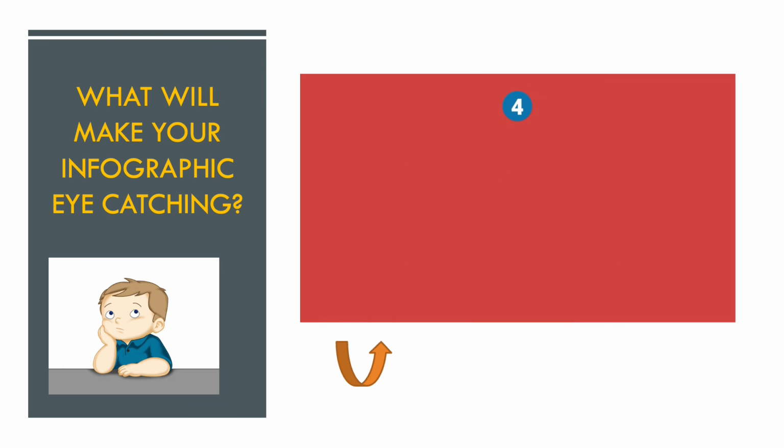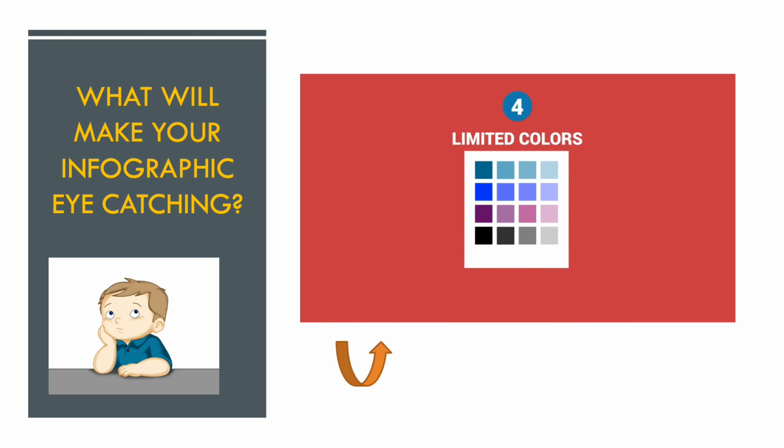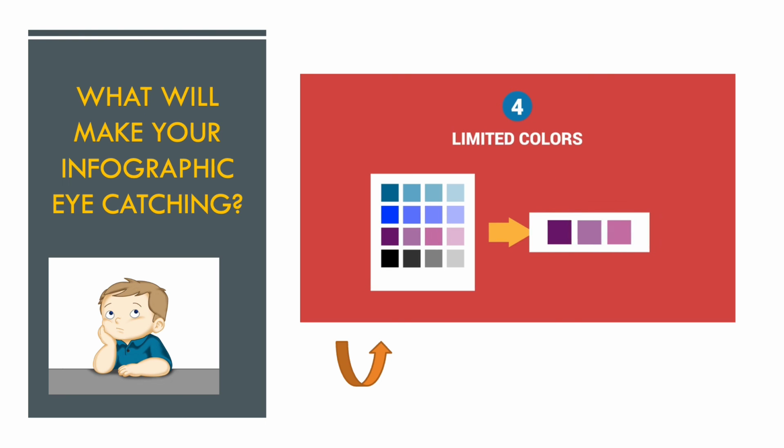Number 4, limited colors. Limit your color palette if you're trying to create an infographic which is visually appealing. As a general rule of thumb, use 3 main colors, with the lightest color forming the background, and the darker 2 colors breaking up different sections. Too many clashing colors will give your audience a headache.